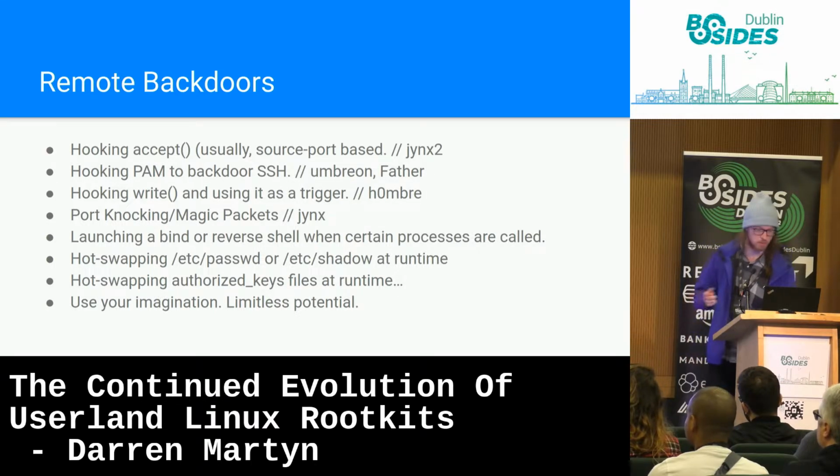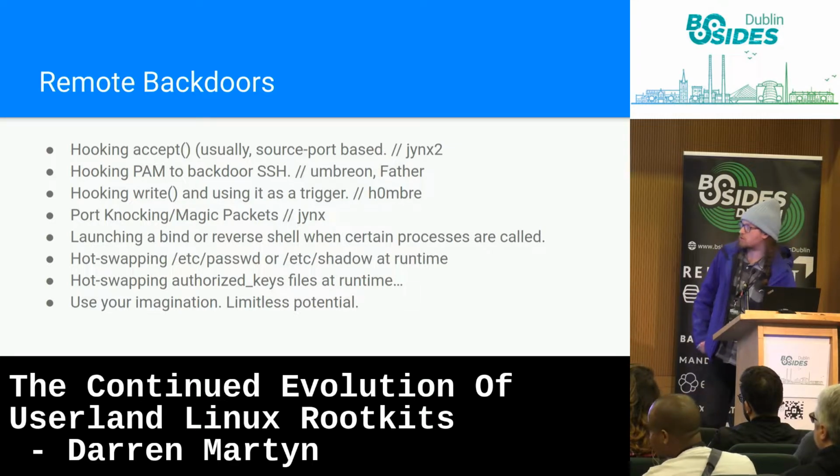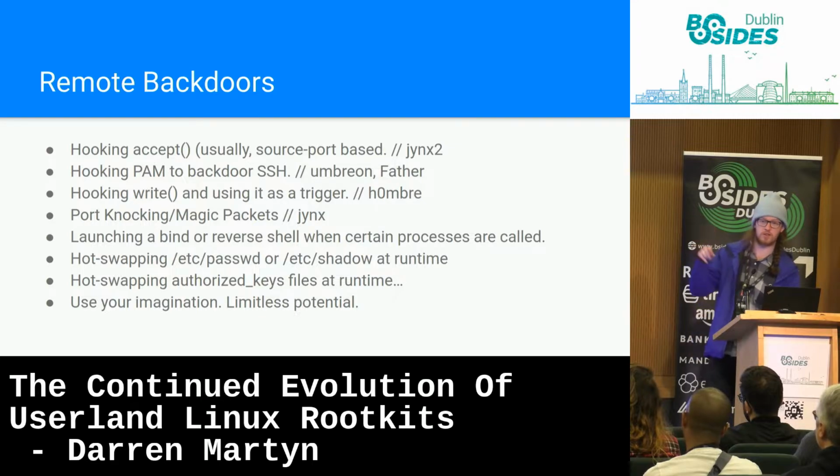So this is where it gets neat, and I'm going to have to go back and forth a bit. Most of the Jinx 2 family lineage of these rootkits pretty much all hook the accept function. The accept function is what's called when a socket connection is made, when you are listening on a socket and then you accept the connection. They basically just have a magic port, and if a certain magic port is set, then it drops you a shell instead of giving you access to the web server.